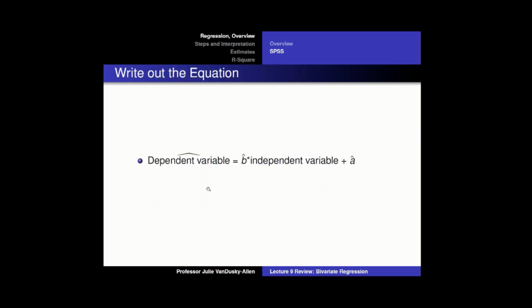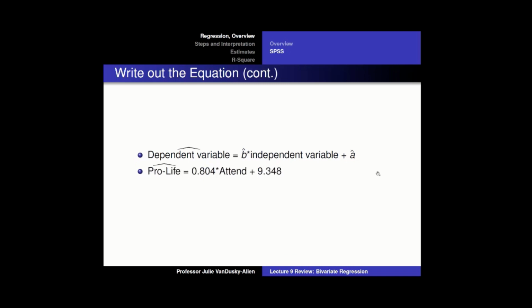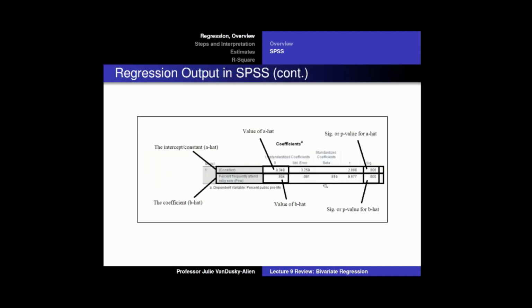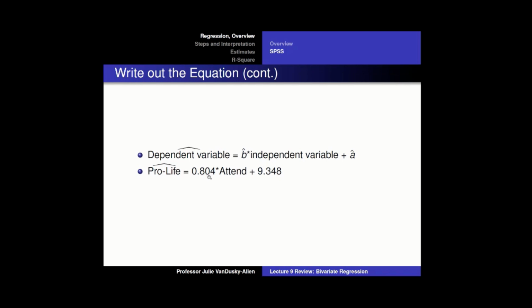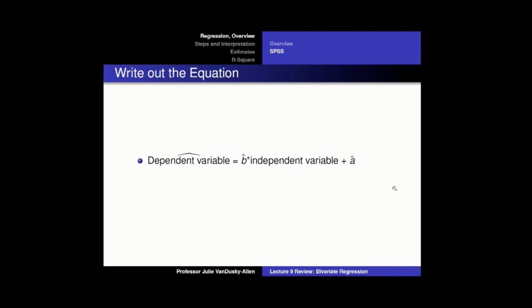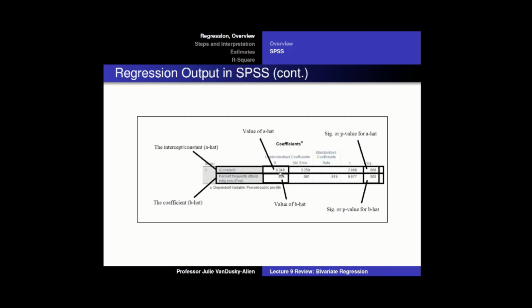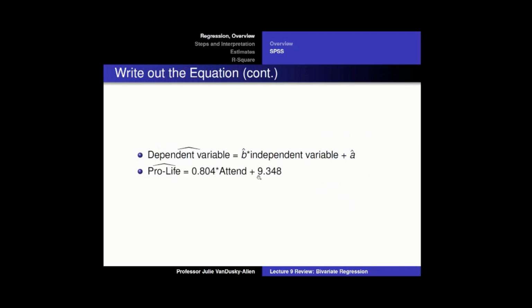So using that information, you can write out the regression equation. It'll be dependent variable hat equals B hat times the independent variable plus A hat. So we know our dependent variable is pro-life, so I would write pro-life hat equals. Then I had to find out what B hat is, and that's 0.804. So I put that there, 0.804 times attendance, because that's the independent variable, plus A hat, and I just have to look here for that, and that's 9.348. So this here is the regression equation.